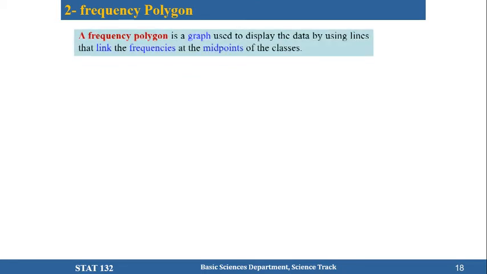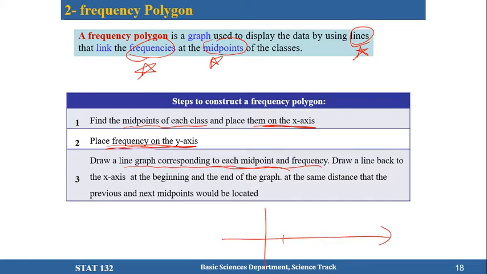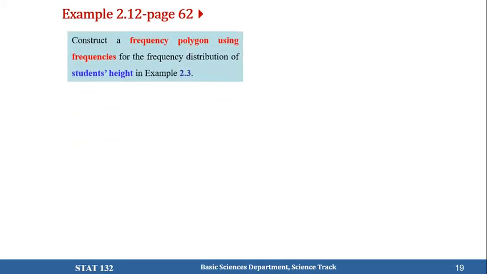Now the frequency polygon is used to display the data using lines that link the frequencies at the midpoint. So the important parts here are the midpoints and the lines, and of course the frequencies. Now find the midpoint of each class, then write them on the x-axis and place the frequency on the y-axis, and draw a line graph corresponding to each point and frequency. Now here, these are the midpoints. The frequency is here, and you find them according to the table. So then you connect them. This is the idea. Okay, let's see how it is done in practice.